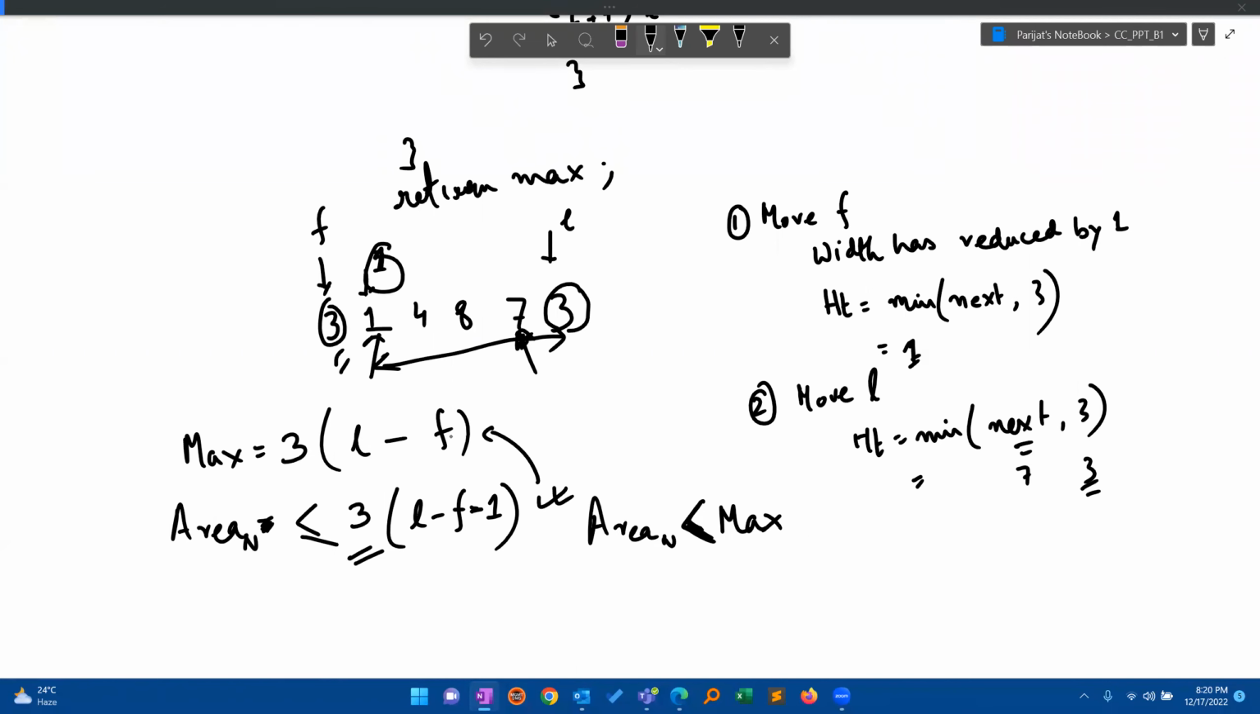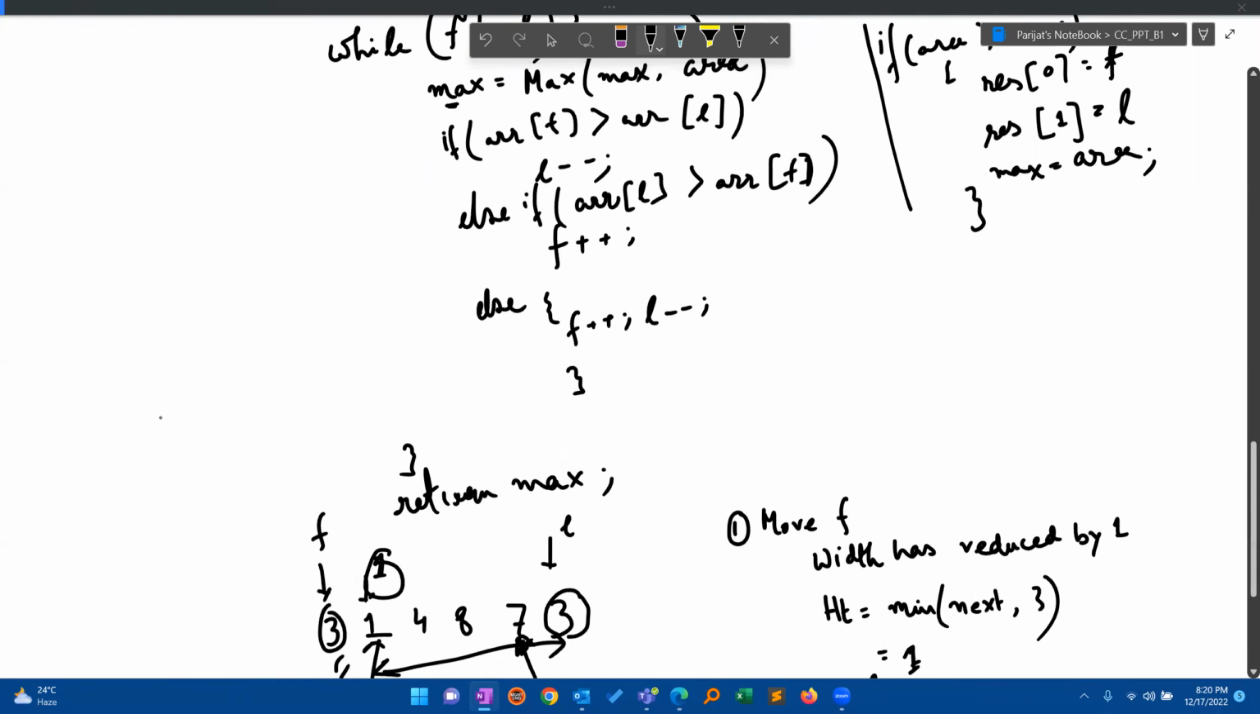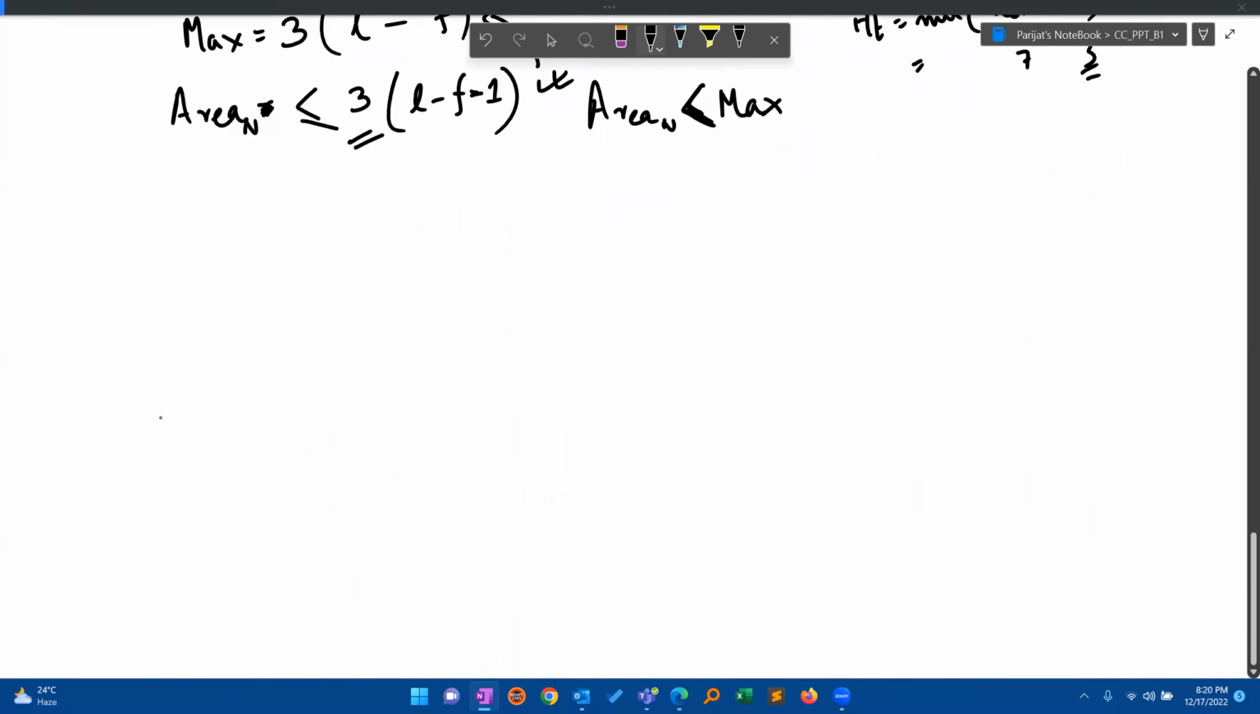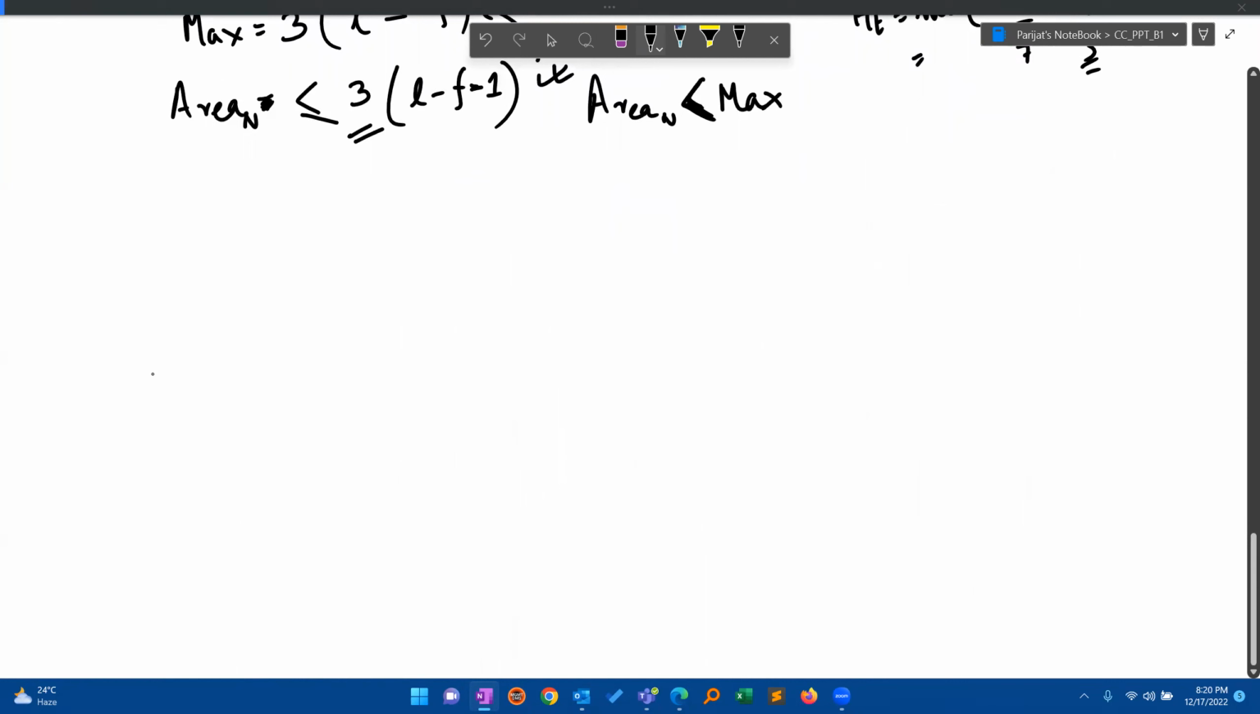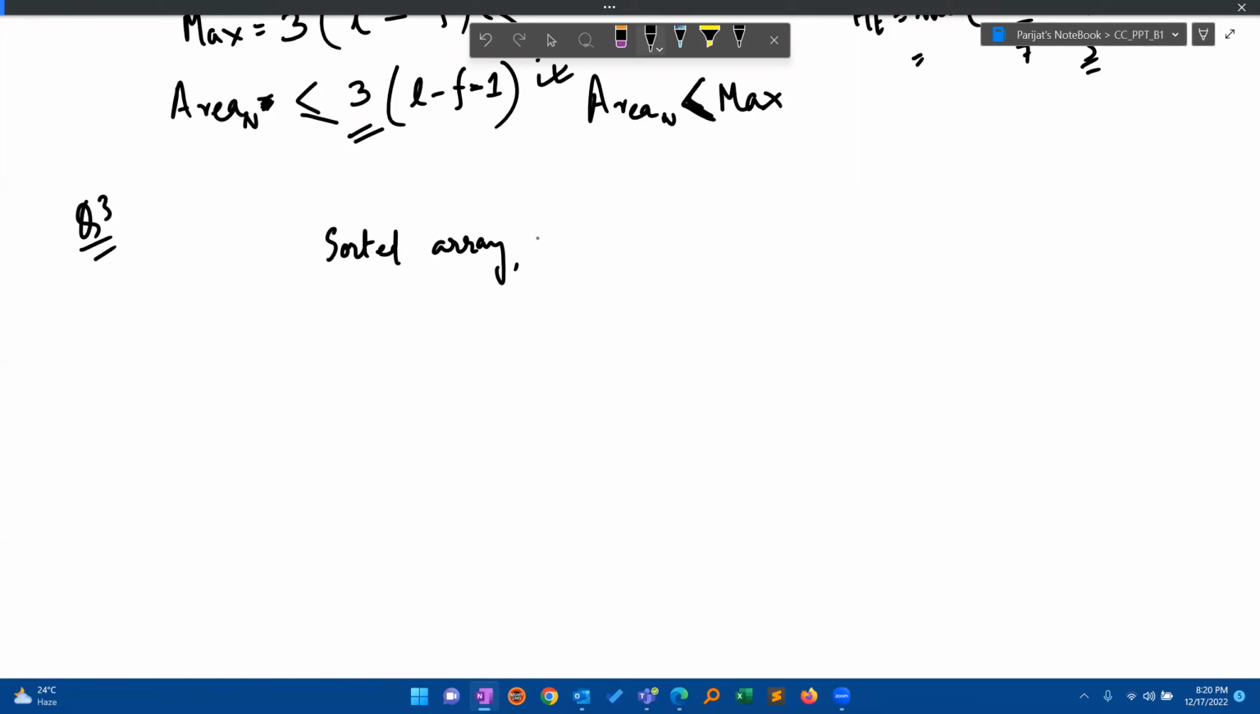Cool. So let's go to the next problem. The next problem is pretty simple, and we will spend very little time on this. Say now you have a sorted array. You are given two things: one is a sorted array, and you are given a target value. You have to figure out two elements such that the two elements add up to the target.